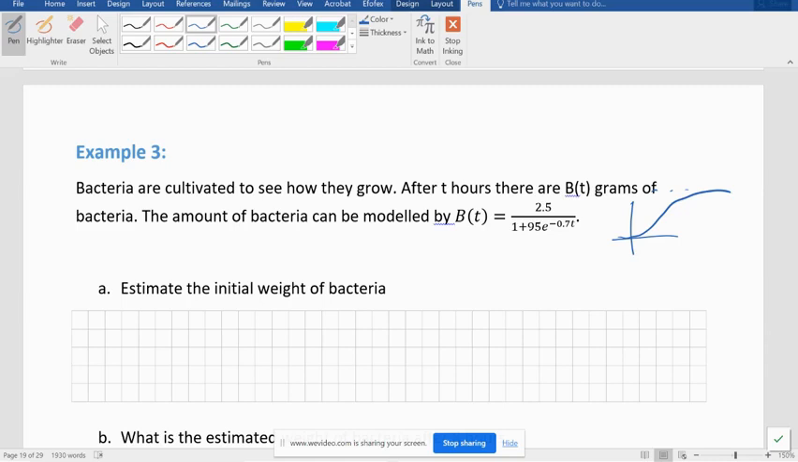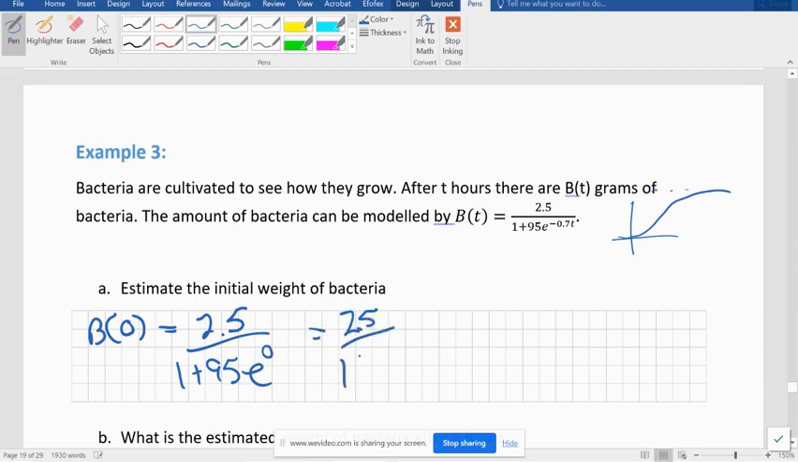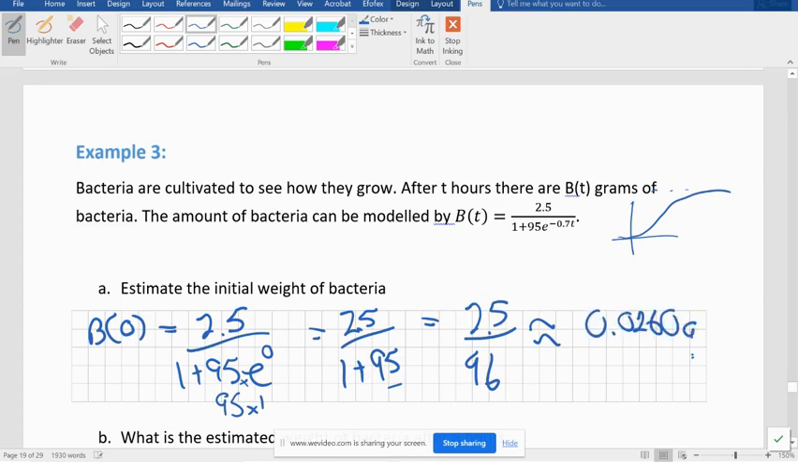Okay, so the initial weight, I guess that would be at time 0. Okay, so you could just sub that into that equation. You could look at the graph. Depends on how many marks it is, isn't it? So if we just make that 0 at the top, it's just e to the naught. So it's really 2.5 over 1 plus 95, right? Because it's 95 times e to the naught, which is 95 times 1. So it's just 95 there. Okay, so you're going to have 2.5 over 96. Okay, and that gives us an approximate value of 0.0260 grams. Okay, so the initial weight of these bacteria.